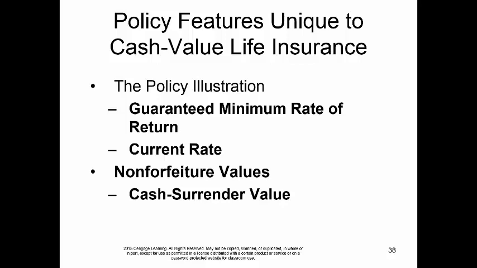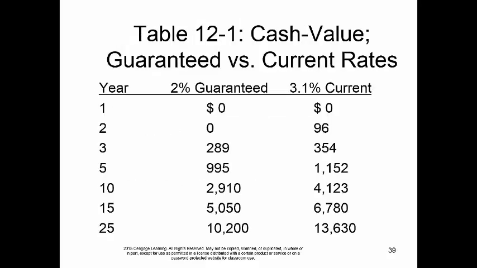There's also what are called non-forfeiture or cash surrender values. The net cash surrender value is the value of the life insurance policy at some point in time if the policy is terminated. Table 12.1 shows an example of a policy illustration that gives you an idea of what some of the values you might see.